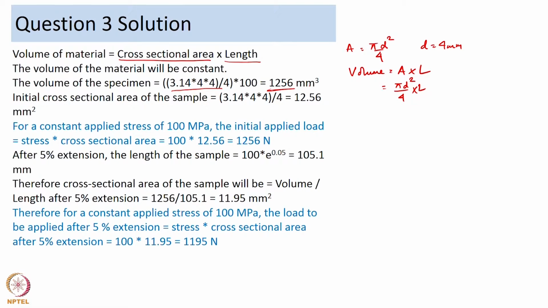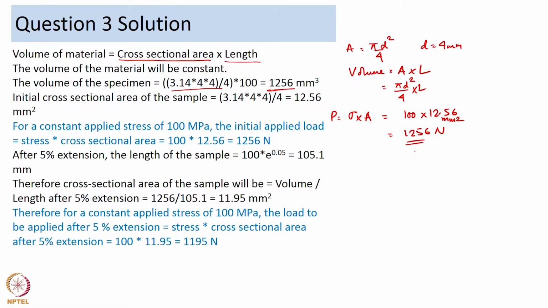Now, for a constant applied stress of 100 MPa, the initial applied load should be P is equal to sigma times A. That is 100 MPa into 12.56 millimeter square, which makes it 1256 newtons. So, for a constant applied stress of 100 MPa, the initial applied load should be 1256 newtons.